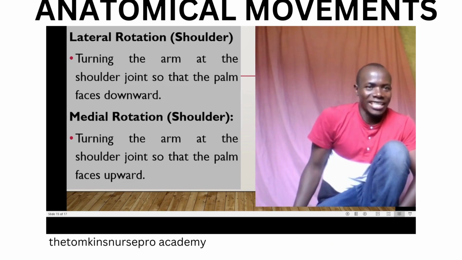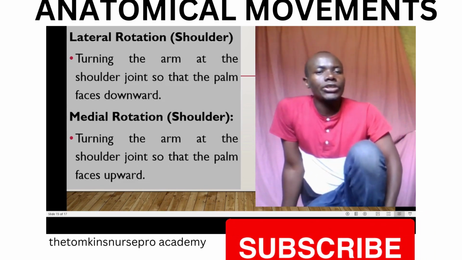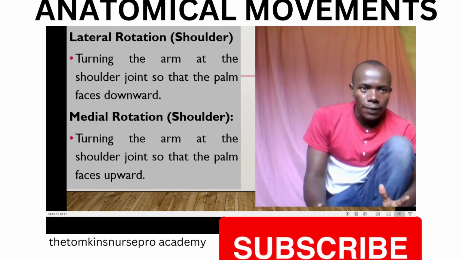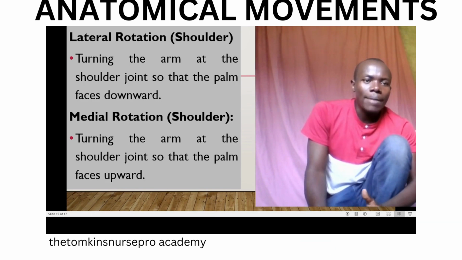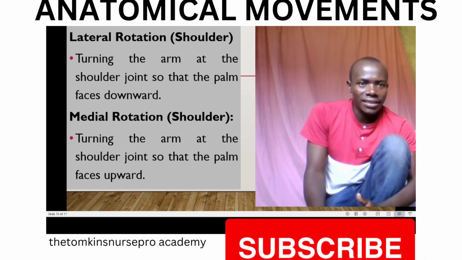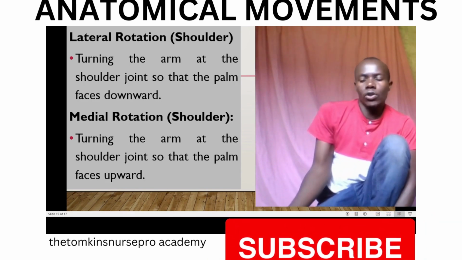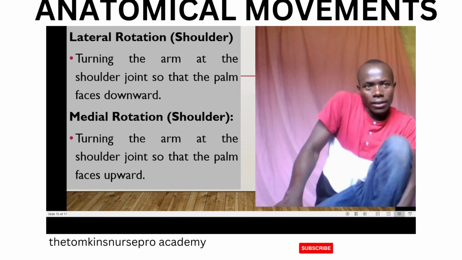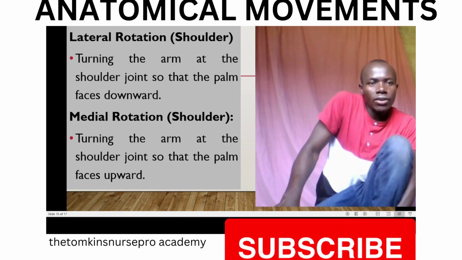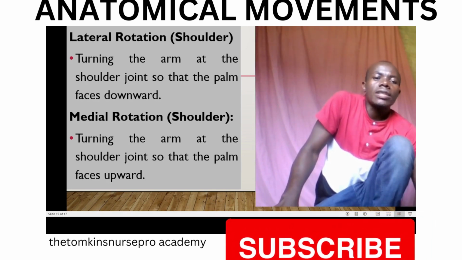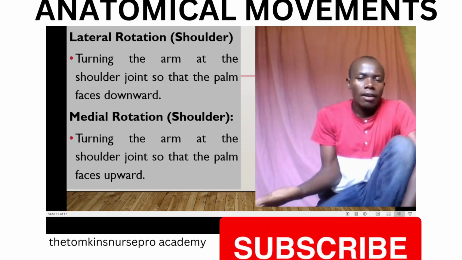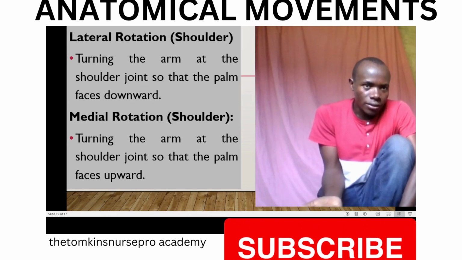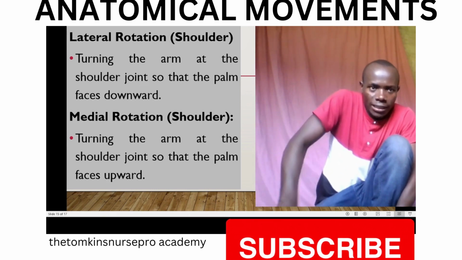Correct, guys. Next, we have lateral rotation of the shoulder and medial rotation of the shoulder. Lateral rotation of the shoulder is turning the arm at the shoulder so that the palm faces down. That is lateral rotation. Whereas medial rotation is turning the arm at the shoulder so that the palm faces up. That is medial rotation.